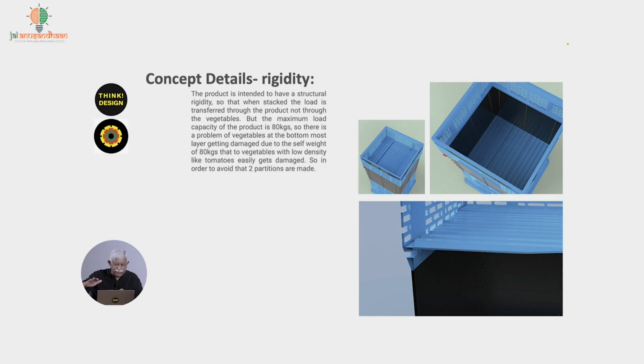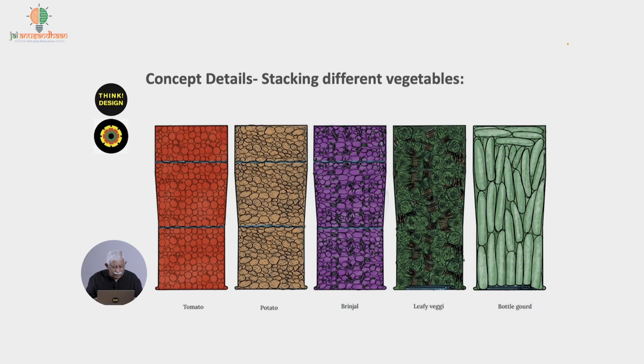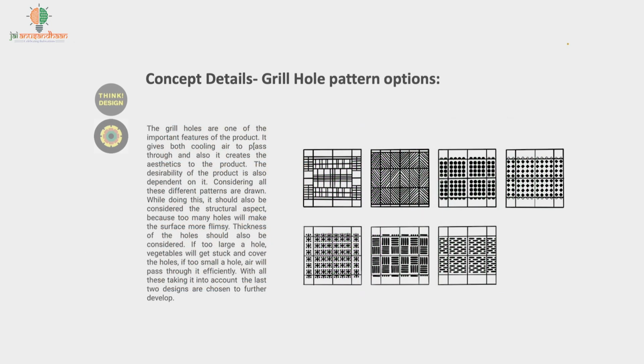So, you need a rigid structure in between. How do you actually place it? What kind of partition should it be? What mechanism do I need to use here? And you can look at it if it's tomato, if it's potato, if it's brinjal, if it's leafy vegetables, if it's bottle gourd. There are many ways that you can actually stack the vegetables inside this.